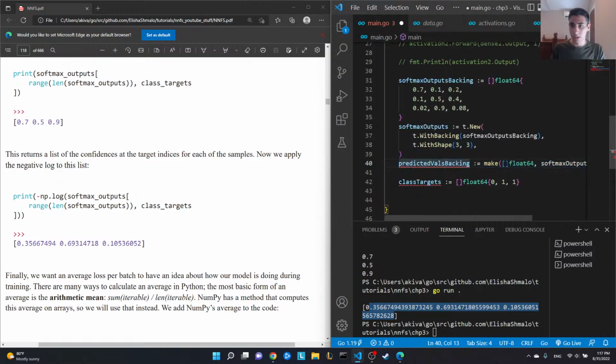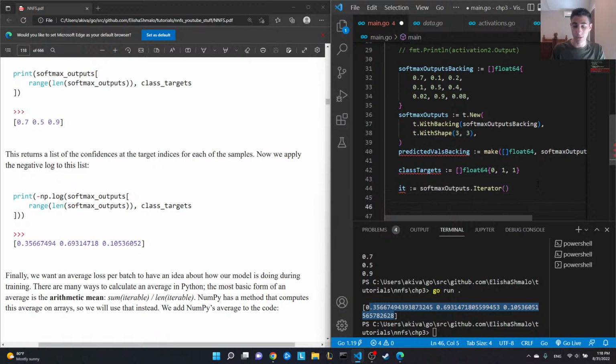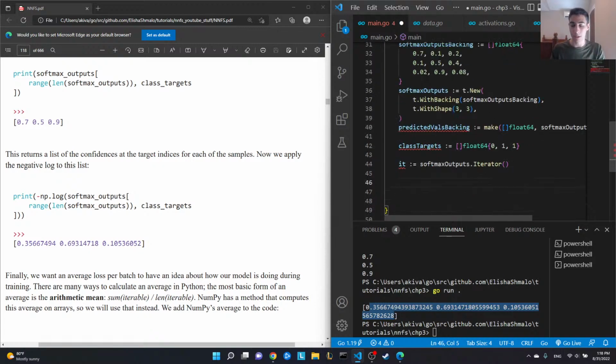Okay. Now we have to iterate over the softmax outputs backing, and we're actually going to use the class targets over here. So let's make an iterator. I learned how to do this yesterday. So it colon equals softmax outputs dot Iterator, and this gets us an iterator which we can use. This will allow us to iterate over the softmax output backing. So this is the syntax for doing that.